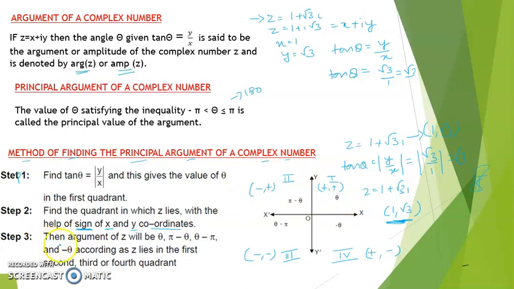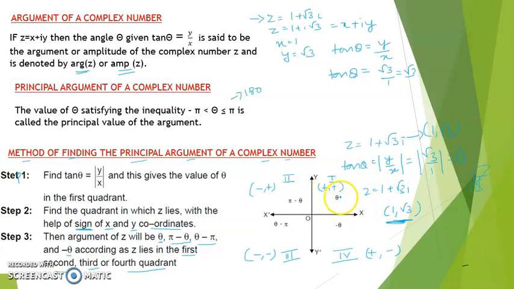Step 3. Then argument of z will be theta, pi minus theta, theta minus pi, and minus theta. I'm reading here: theta, pi minus theta, theta minus pi, and minus theta according as z lies in the first, second, third, or fourth quadrant. Now in this case z is equal to 1 plus root 3i. Signs of x and y are positive, so it is in first quadrant.